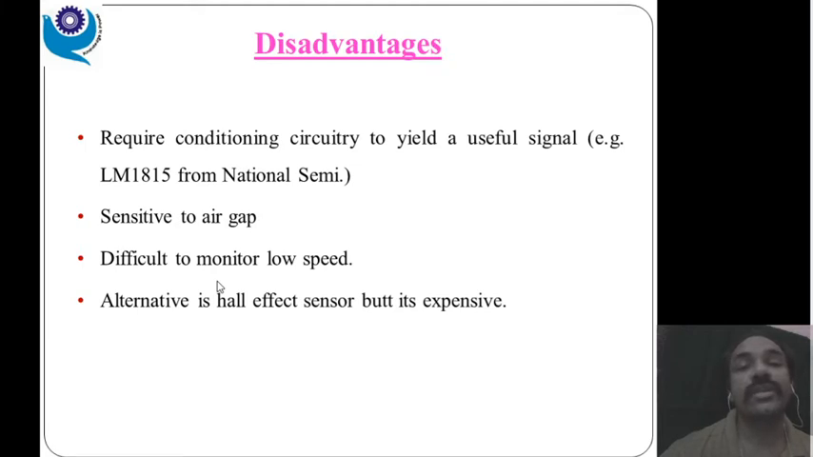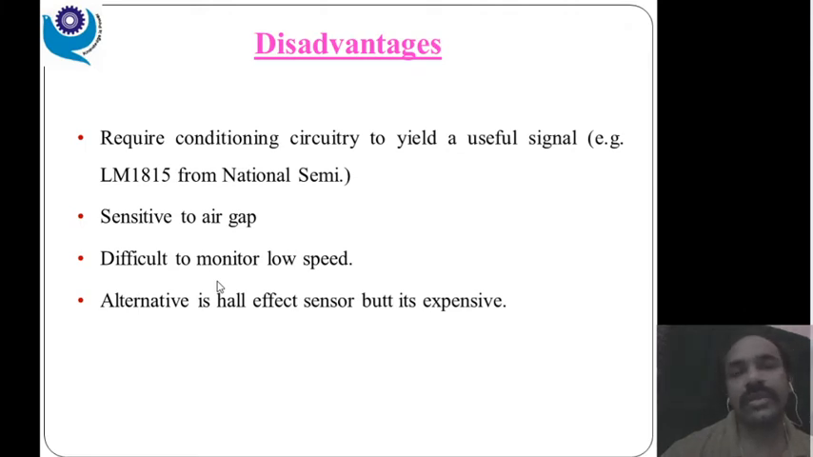So disadvantages: signal conditioning is required, obviously. As we know, when the air gap, the distance, increases between the rotor and the sensor, less cutting of the flux happens, and that's why the EMF induced is very less. And also when there is proper coupling, too, it generates a very small voltage, that's why the signal conditioning part is required.